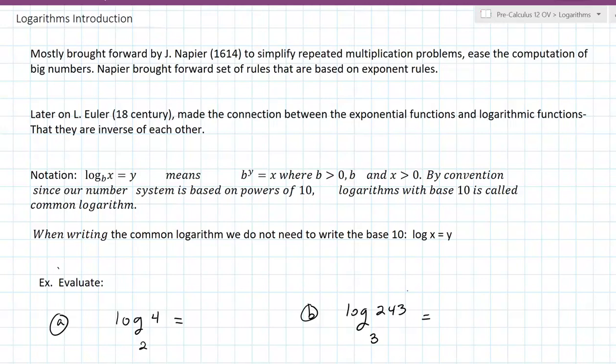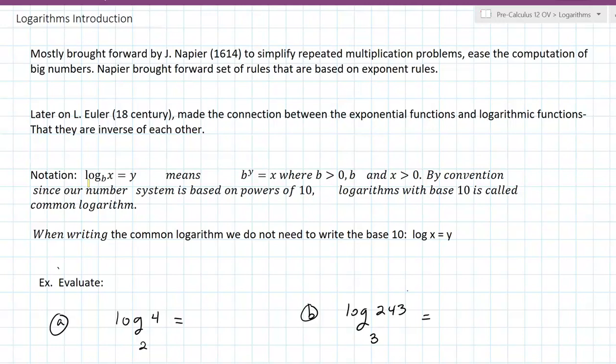Hello everyone. So we are going to start a new unit. It is called logarithms. And in this unit, we will talk about what logarithms are for, the functions, the equations, and basically anything that we need to know about logarithms so that we can use that for specific applications.